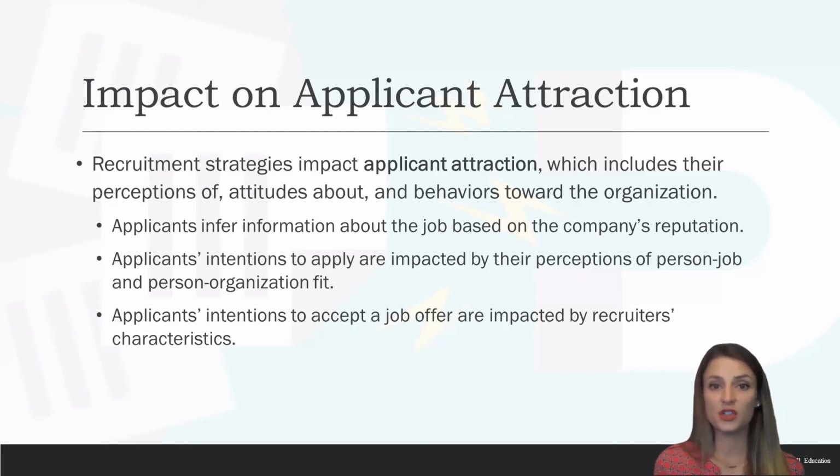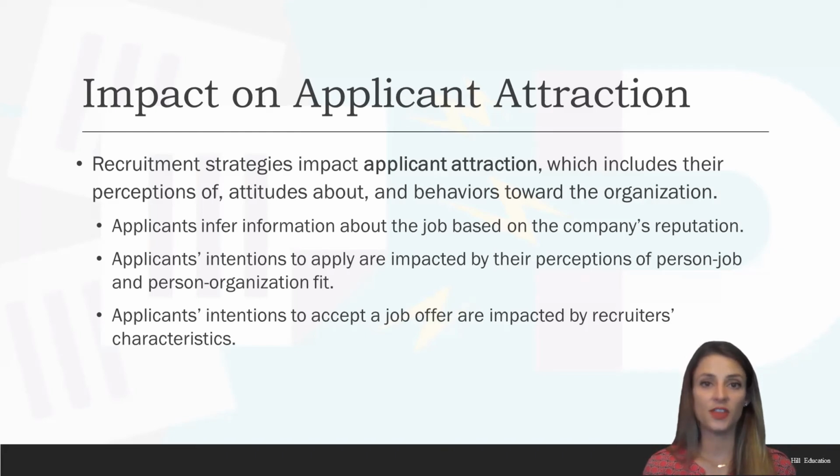An applicant's decision to apply to an open position can be impacted by their perceptions of fit with both the organization and with the job. Applicants might pay attention to things like the mission statement of the organization. Does it match with their own values? They might also pay attention to the qualifications of a job. Do they currently have the KSAOs to succeed in that particular role?